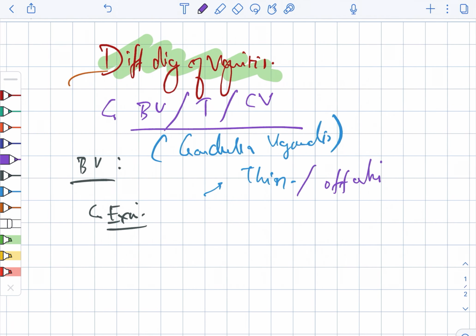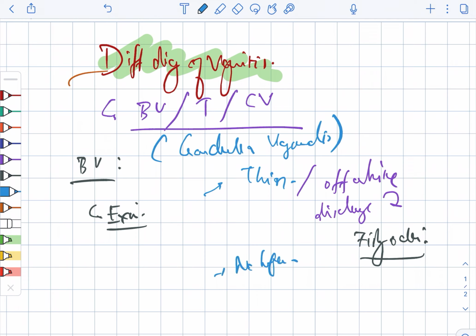Upon examination, it includes the presence of a thin, off-white discharge. It is present with a fishy odor in bacterial vaginosis. Next, there is also no inflammation seen.